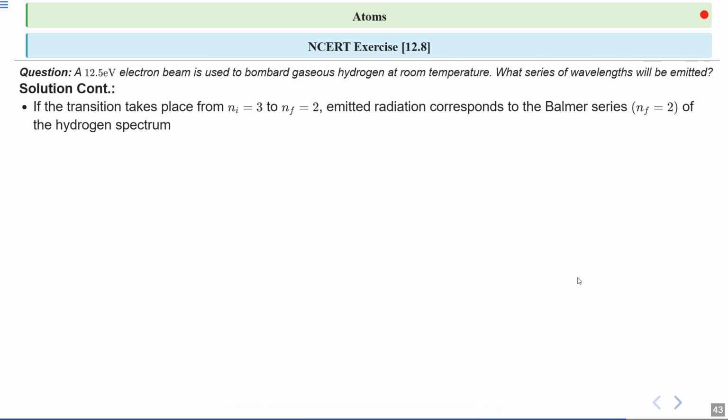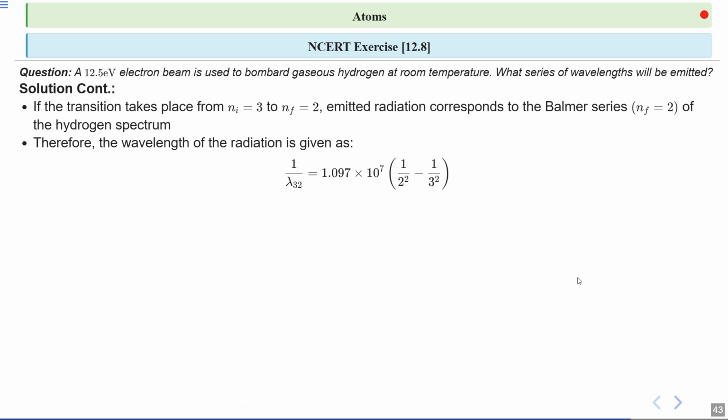Now let's focus on what happens when an electron in hydrogen drops from the third energy level, that is n initial equals 3, to the second energy level n final equals 2. This type of transition produces light in the Balmer series, which is the set of visible lines in the hydrogen spectrum. The Balmer series always involves electrons ending at n equals 2, so keep that in mind as we proceed. Now to find the wavelength of the emitted light, we use a formula called Rydberg's formula. This formula relates the wavelength of light to the initial and final energy levels of the electron. We will plug in our values for n initial and n final in the next step.